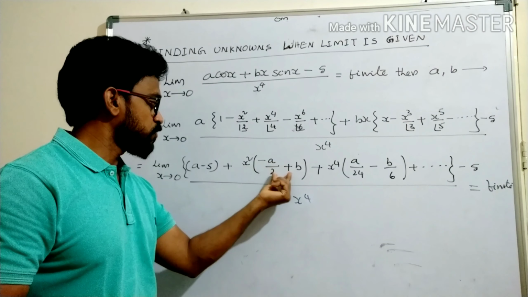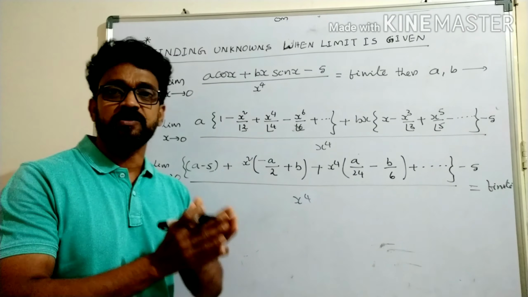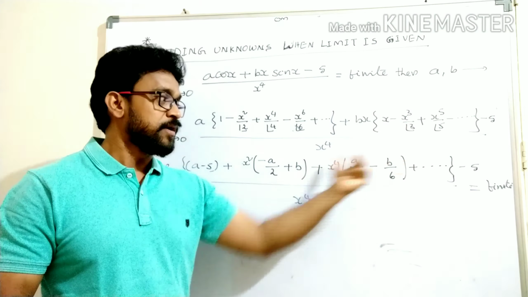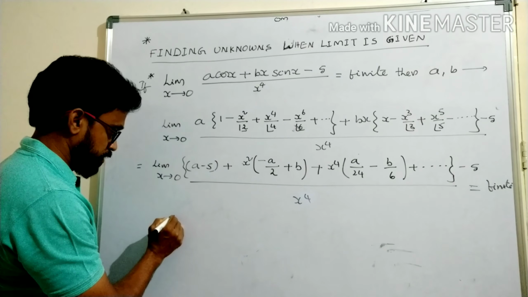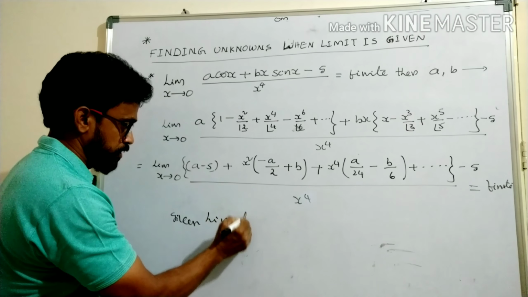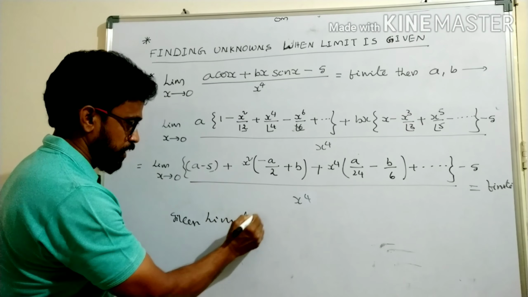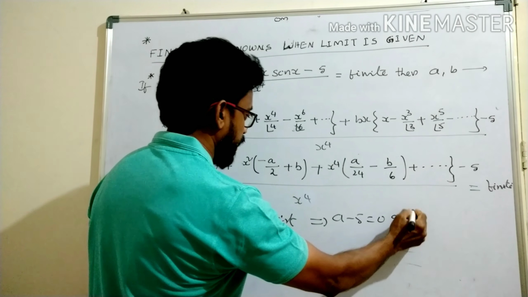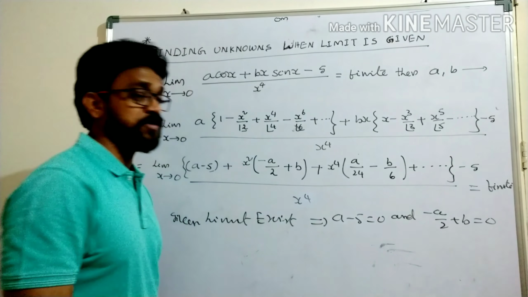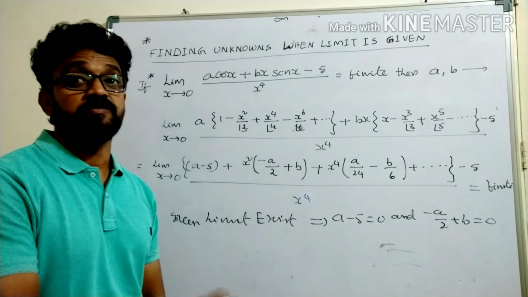These two, the x square coefficient and the a minus 5 values, are zeros. Then only this limit is finite. Given the limit exists, that means a minus 5 equals 0, and minus a by 2 plus b must and should both be equal to 0. Otherwise, the limit does not exist. But what is given? Finite.